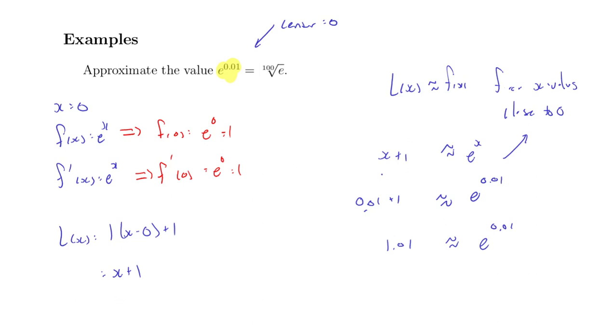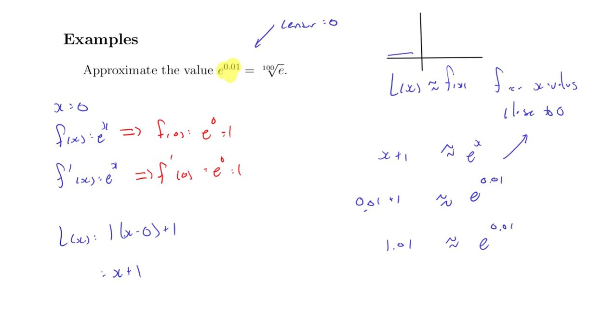And then I know that this x plus 1 function, that linear approximation, the tangent line, is approximately equal to the exponential function for x values close to 0, which 0.01 is close to 0. So what we've got is that 1.01 is approximately equal to this exponential function.